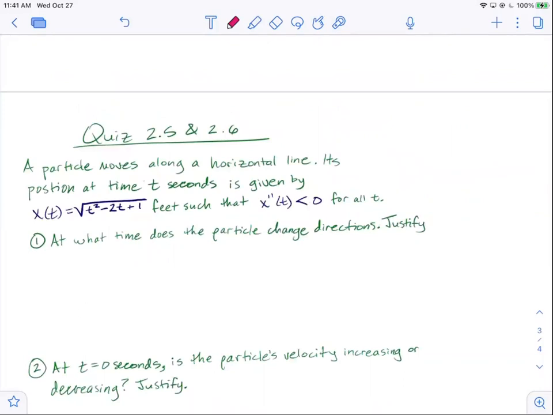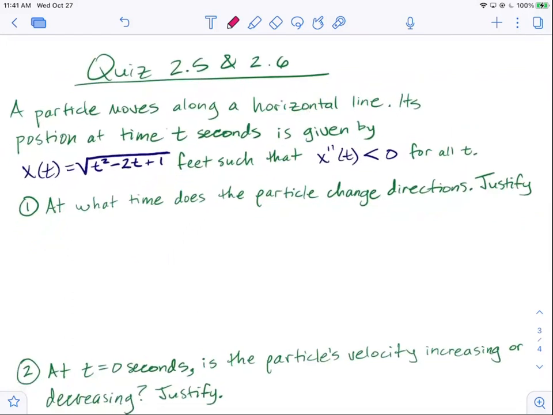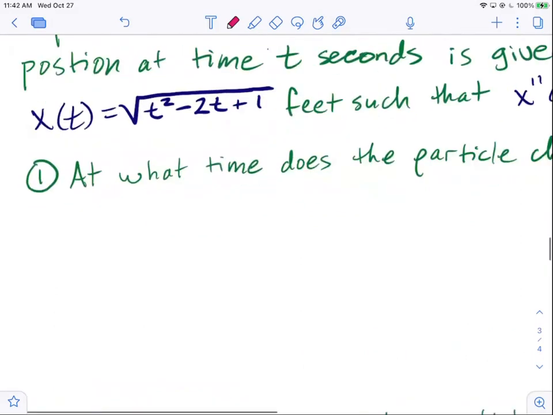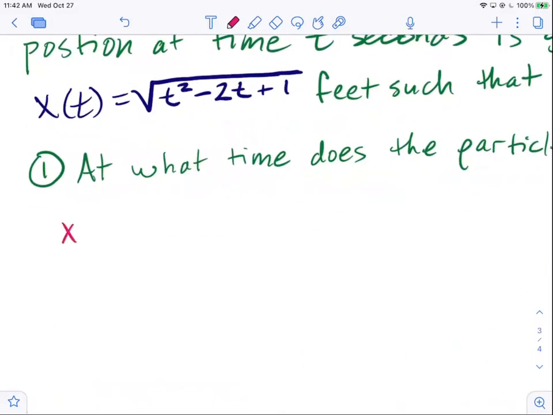At what time does the particle change directions? Justify. So here's what we're going to do. A particle changes directions when the velocity changes signs. We need the velocity function.